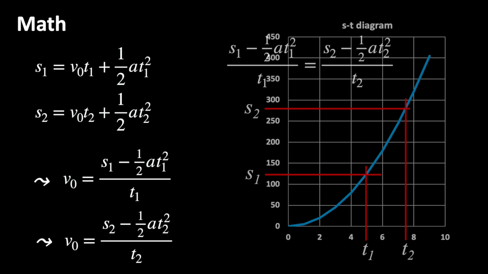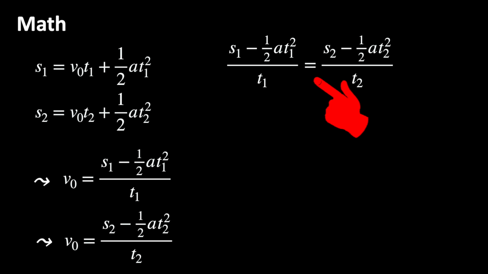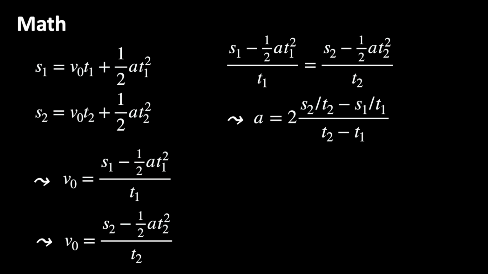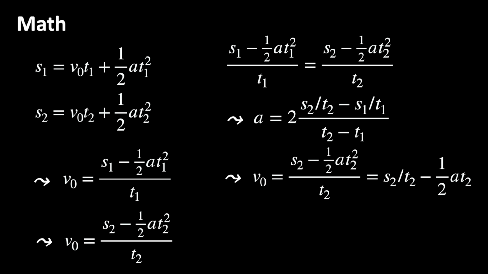We can now eliminate v0 and we can derive the acceleration a from this equation. Next we use the acceleration in the previous formula to calculate the initial speed v0. Using v0 and the acceleration a, we then simply calculate the speeds at t1 and t2, respectively at distances s1 and s2.